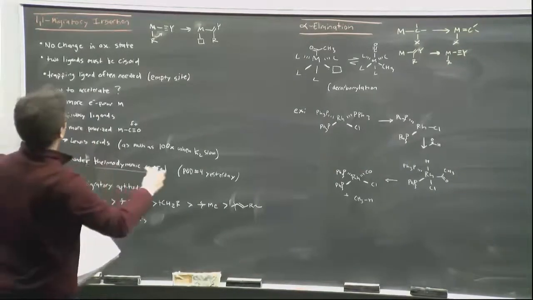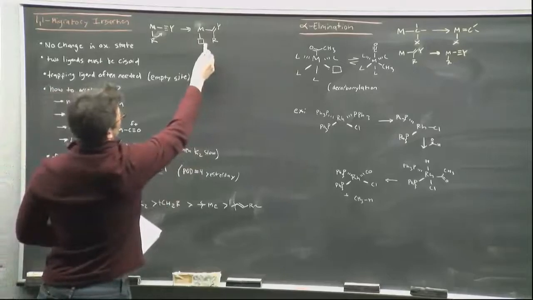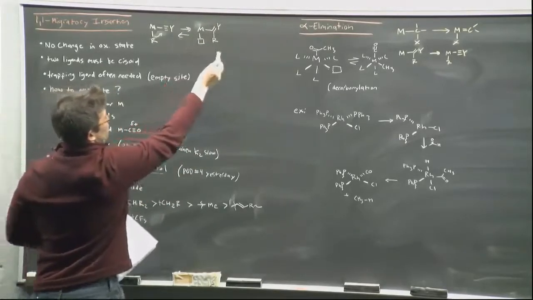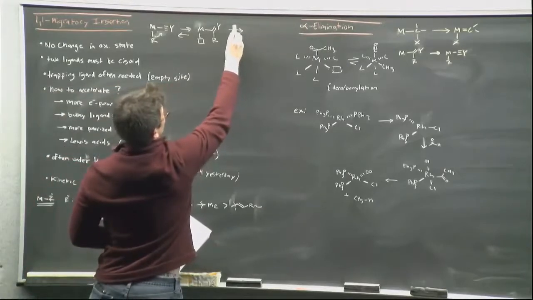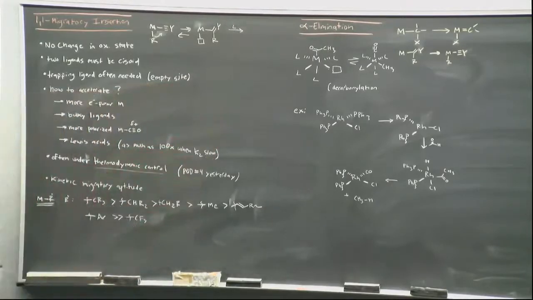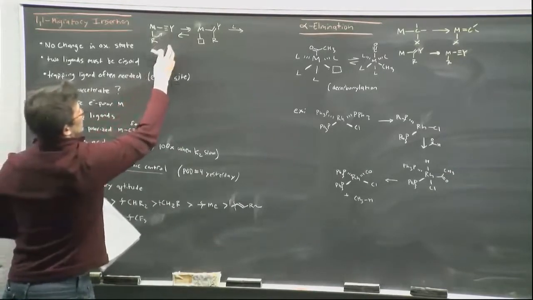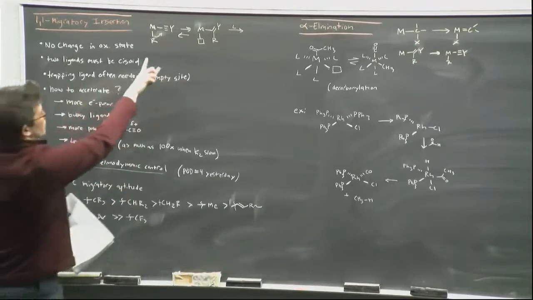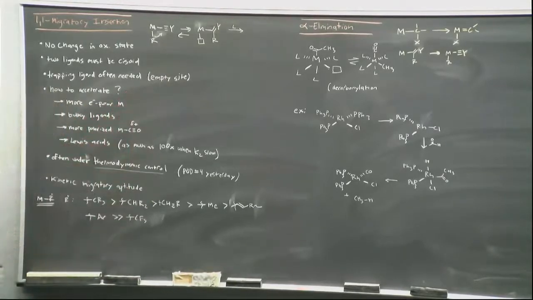It also creates a new open coordination site, and often this reaction is in equilibrium and needs a trapping ligand to be driven forward. This is a stereo-dependent reaction, so these two groups need to be cisoid to one another, and there have been experiments where you can actually trap them apart by using polydentate ligands, and in those systems it does not undergo migratory insertion.